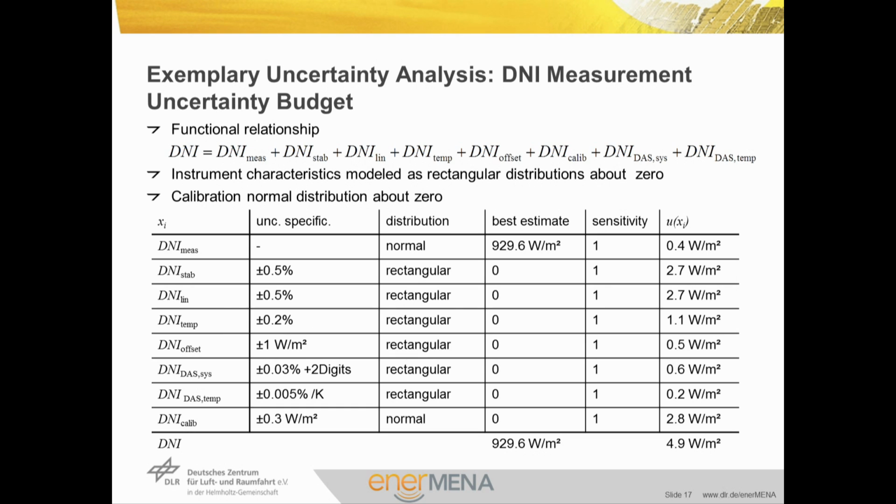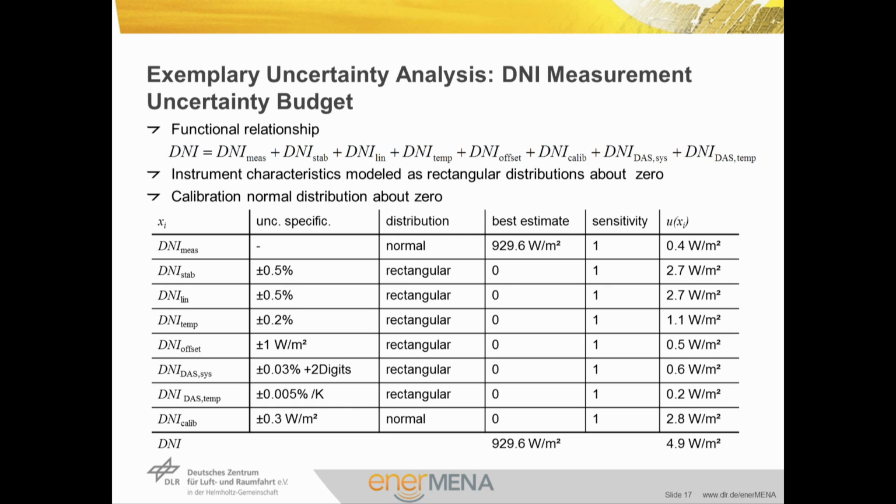Having considered a rather large number of individual contributing uncertainty effects, these are then combined to the uncertainty budget. Most importantly, this uncertainty budget requires a functional relationship, a formula that unites all contributing effects and relates them to the desired measurement quantity. In the present case, this is relatively straightforward as the pyrheliometer directly measures the desired direct normal irradiance. Therefore, the reading DNI measure and all other effects simply need to be added up.